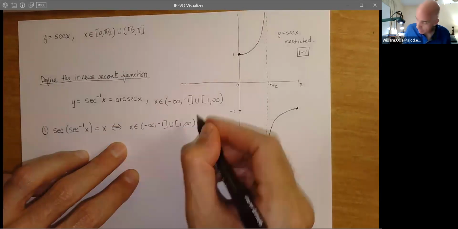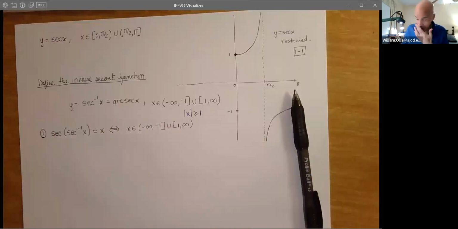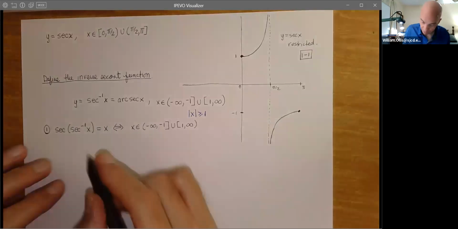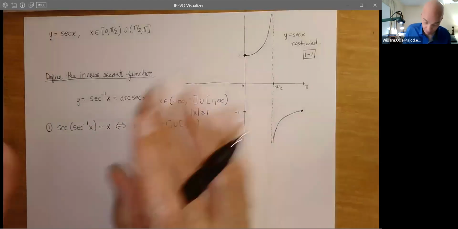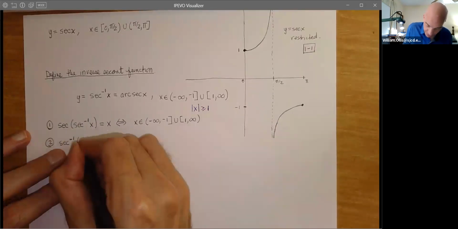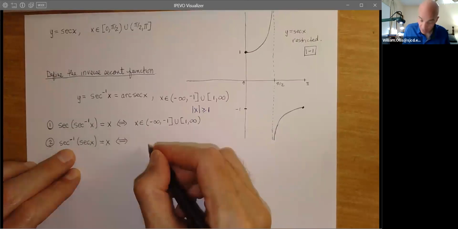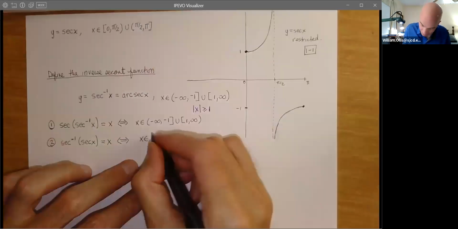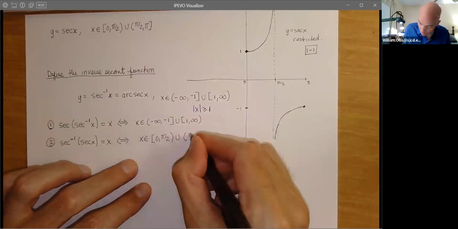Now, of course, if you wanted to be crafty, you could just write this as the absolute value of x greater than or equal to one. That means the same thing. That's just a disjunction. So most students prefer this because it's more visual. But of course, we love absolute value. It's our friend. So if you want to write it that way, be my guest. And two, inverse secant of secant of x is x, if and only if we respect the range of the inverse secant. So x lives here, or this part, 0 to pi over 2 union pi over 2 to pi.